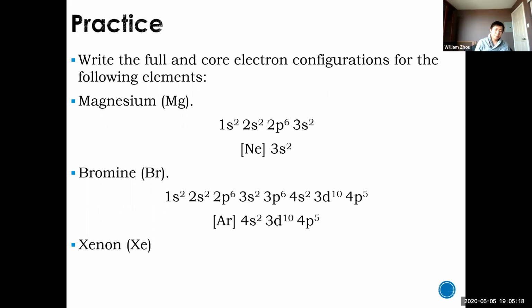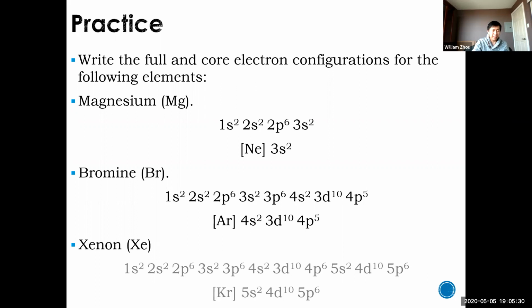Okay, xenon, people might have an issue with because xenon is already a noble gas. So you are just tempted to write square brackets Xe and be done with it. Don't do that, okay? You can't be that lazy. The full notation for xenon is just from 1s2 all the way to 5p6. Don't forget the 3d and the 4d. But for the core notation, you have to use the noble gas that comes before, which is krypton. And you have to write out everything that comes after that. Okay, you can't be lazy and just write the xenon. That's not how it works. Okay, does that make sense?